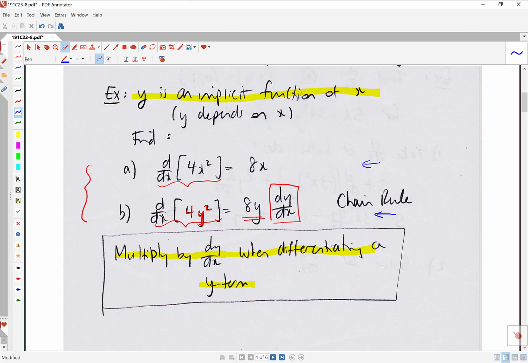So we wrote down the obvious derivative, which is really the derivative of the outside function, 8y, and we say, oh, but because that was a y term that we differentiated, we need to then multiply that by dy by dx. And the reason is the chain rule. So let's try a couple more parts. We'll break into a new page and just practice this concept.